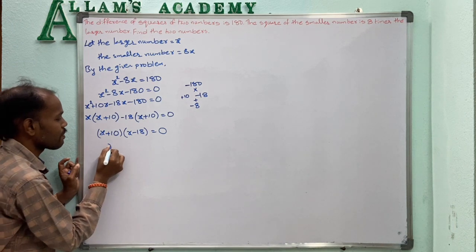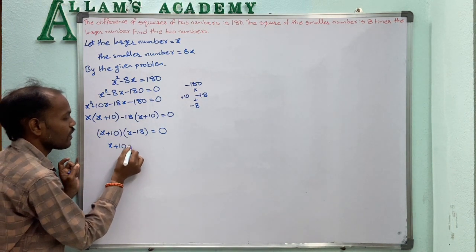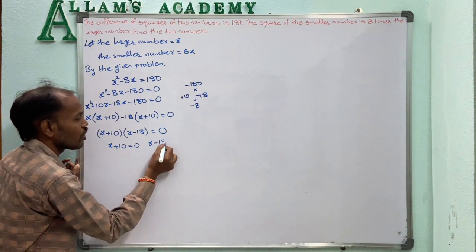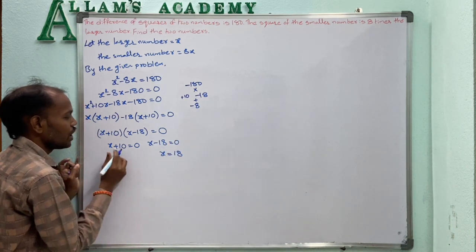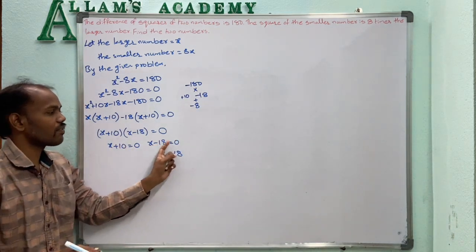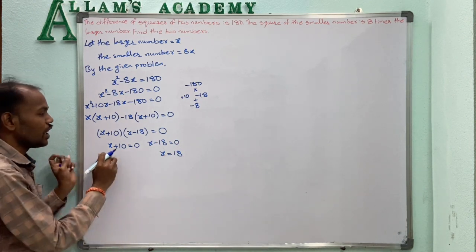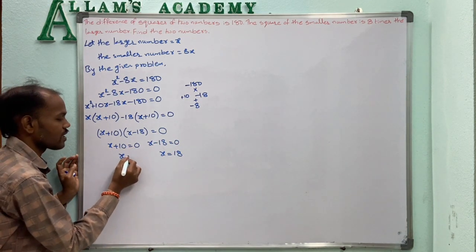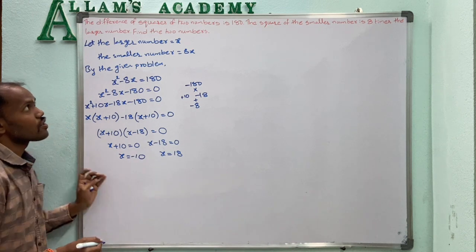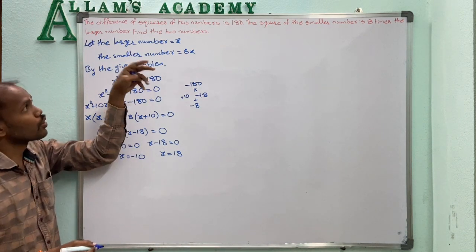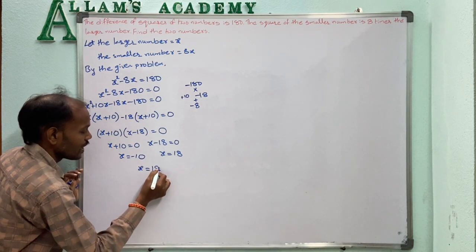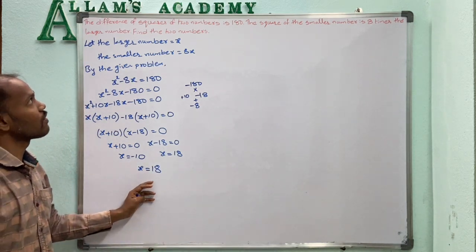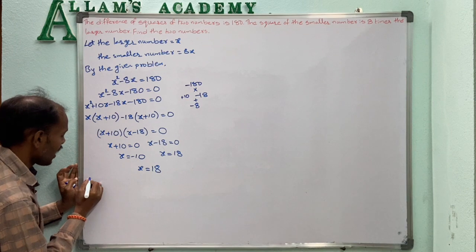That means either x plus 10 equal to 0, otherwise x minus 18 equal to 0. If x minus 18 equal to 0, then x equal to 18. If x plus 10 equal to 0, then x equal to minus 10. We are talking about the two numbers, so for that purpose we take x equal to 18 only. So x equal to 18 is the larger number.